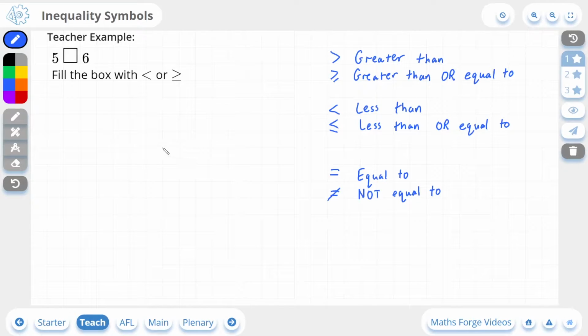So in today's lesson, we're going to be doing inequality symbols. There are 6 inequality symbols that you have to familiarize yourself with. You have to know them. And the first symbol we're going to look at is greater than.